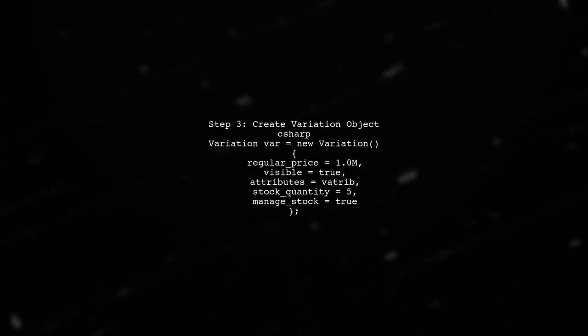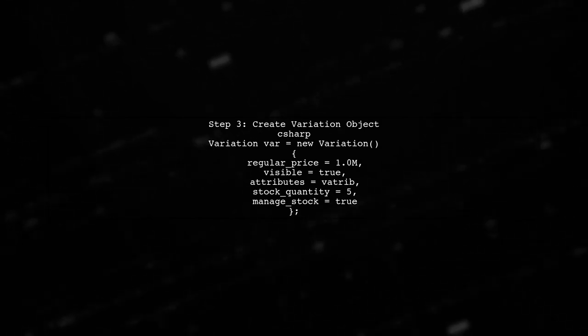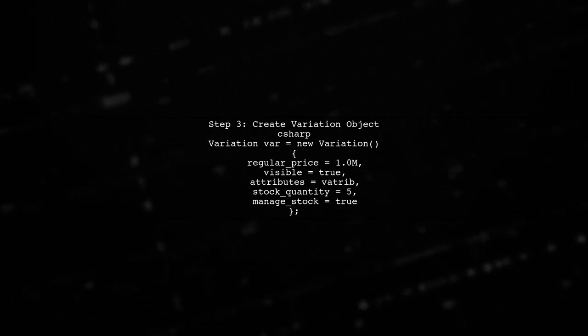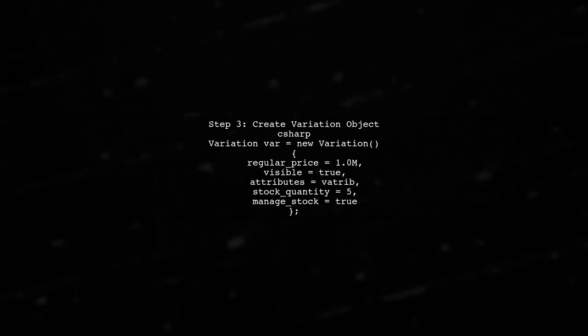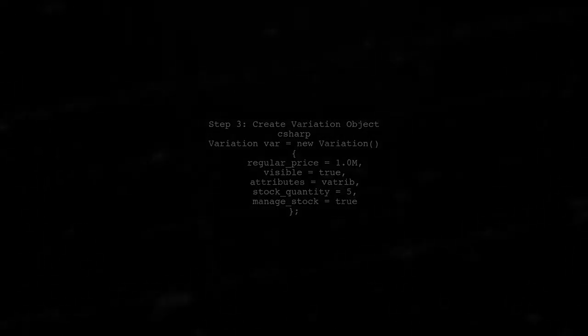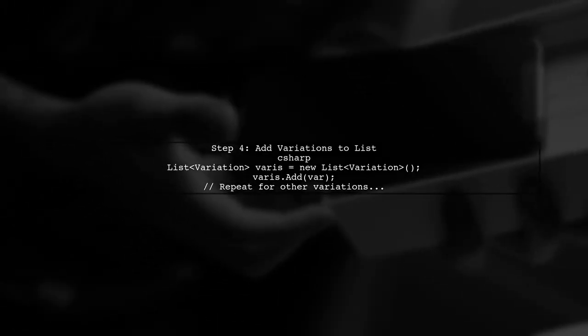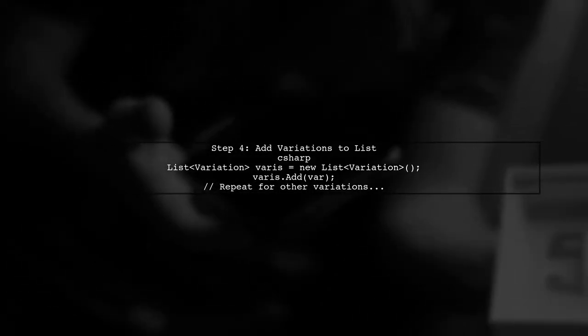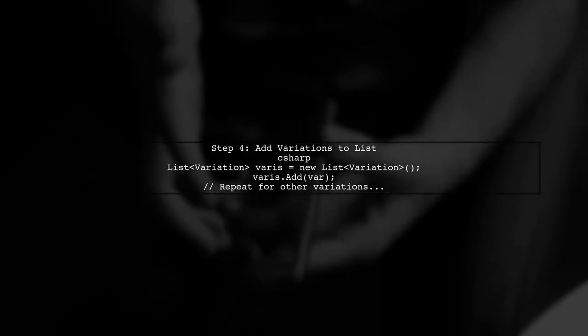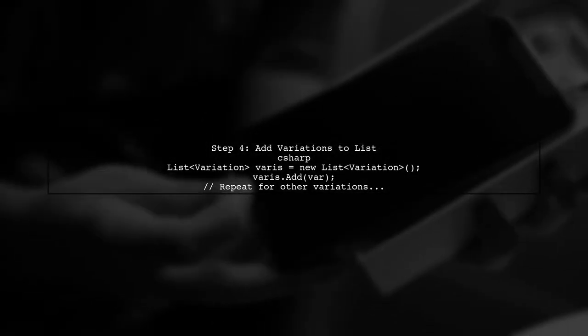Now we will create a variation object. This object will include details such as the price, stock quantity, and the attributes we just defined. After creating the variation, we need to add it to a list of variations. We will repeat this process for each combination of attributes you want to create.